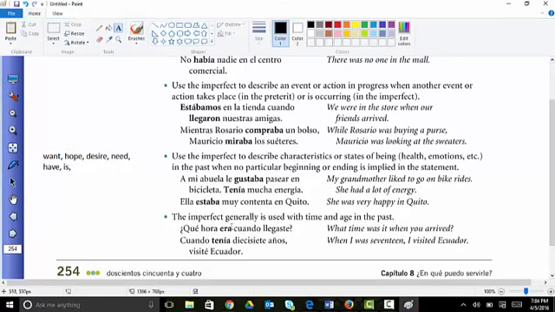And the imperfect generally is used with time and age in the past. So when you tell how old you were and you tell what time it was, you're going to use the imperfect.